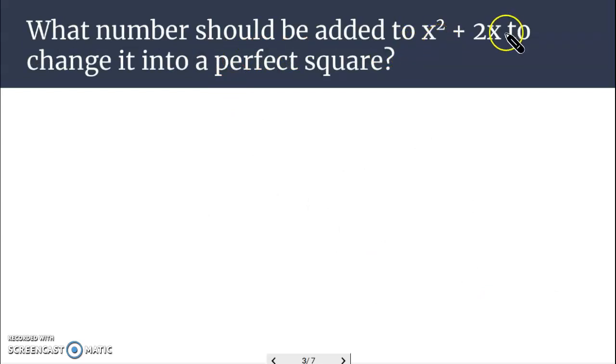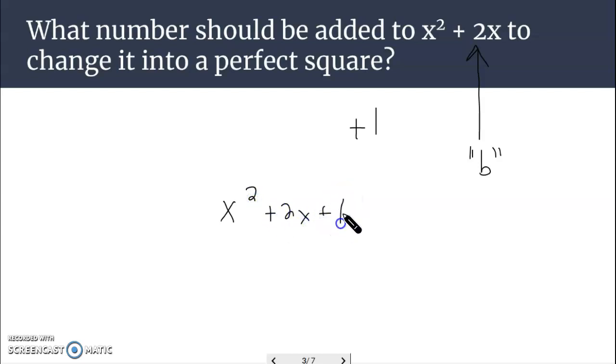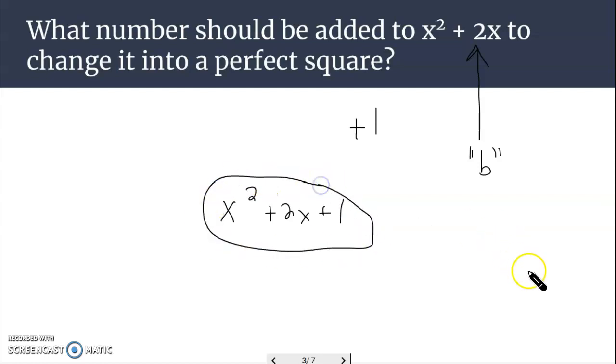What number should be added to x squared plus 2x to change it to a perfect square? Well, notice the b number. That b number is 2. Half of 2 is 1. 1 squared is 1. Plus 1 is what we should do. So here's the perfect square trinomial. x squared plus 2x and then plus 1. So this would be sort of like the left side of the equation. It's not asking for it, but just to review, x squared plus 2x plus 1 factors into x plus 1 quantity squared.